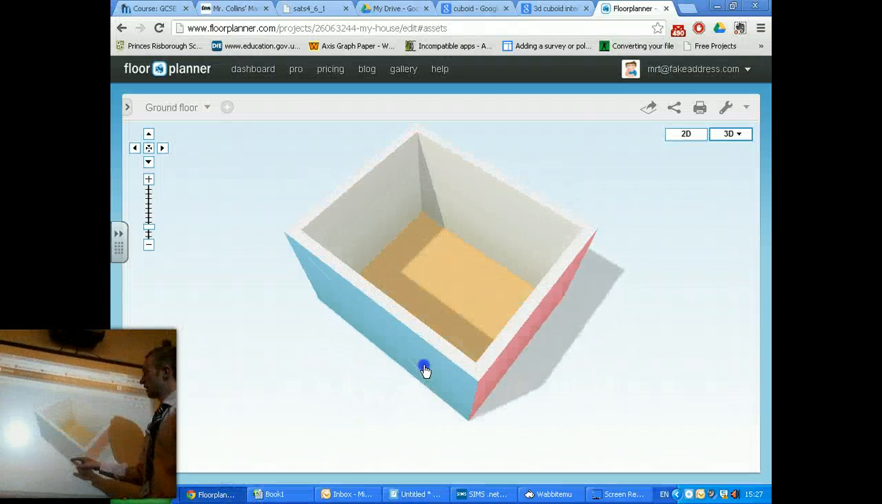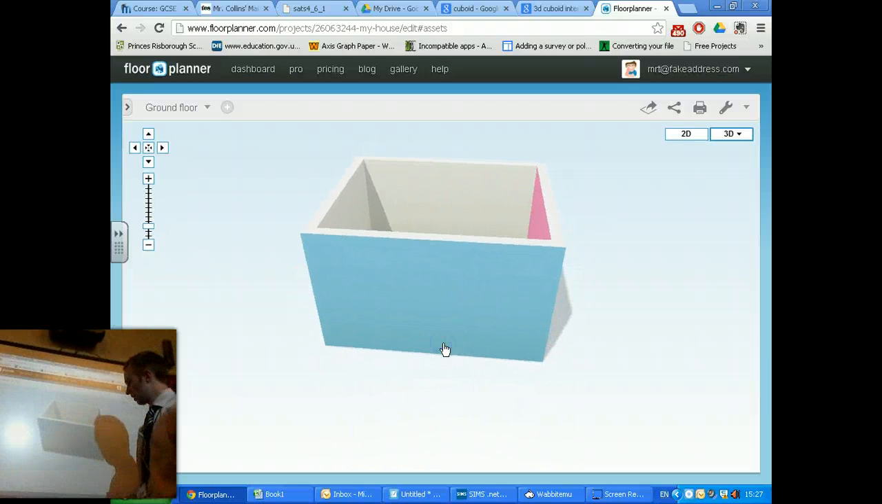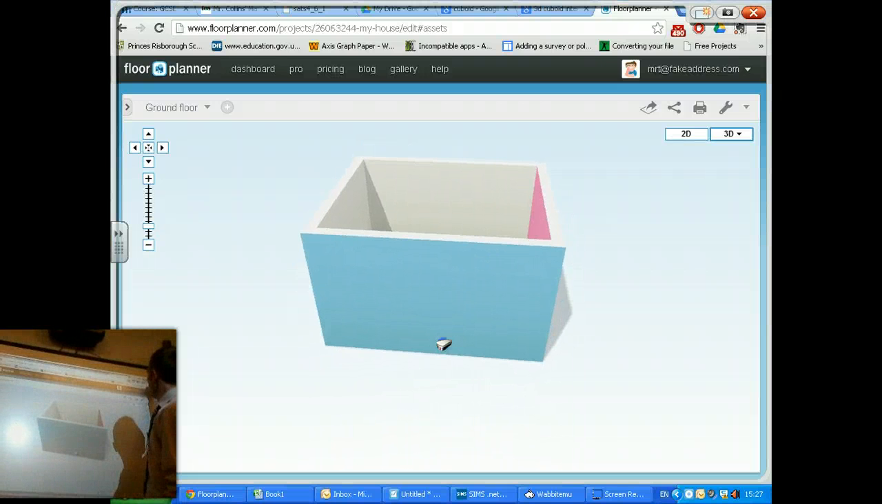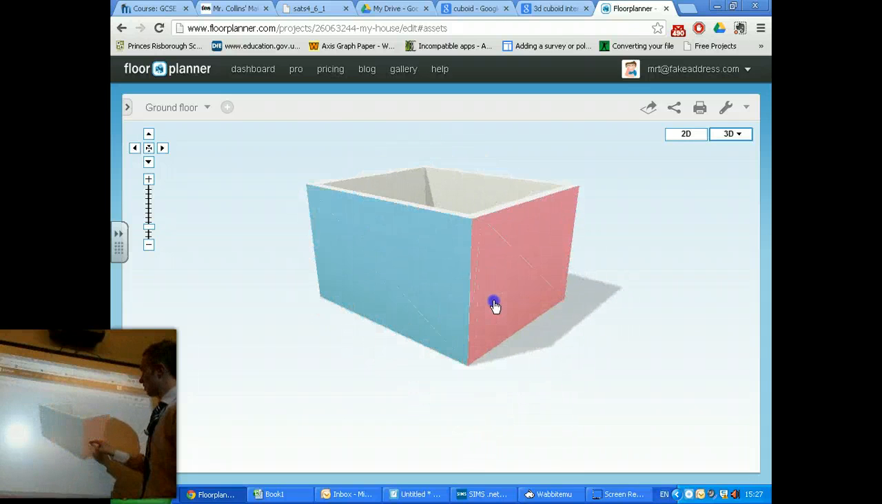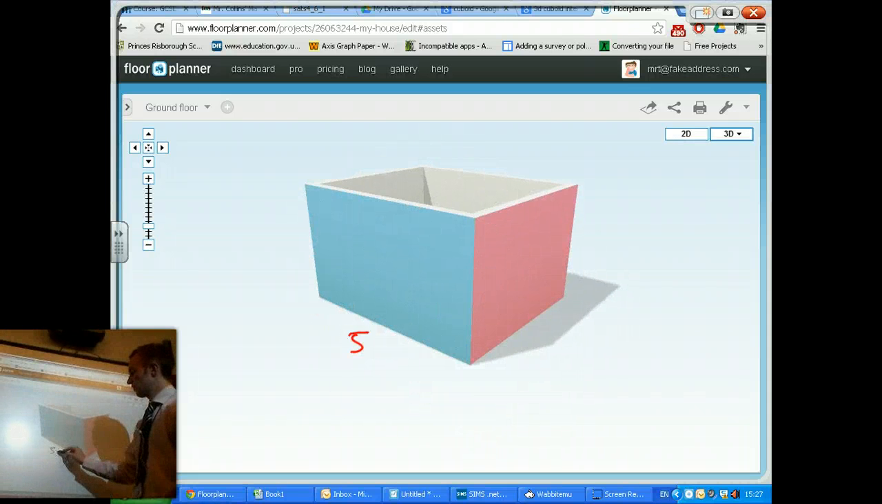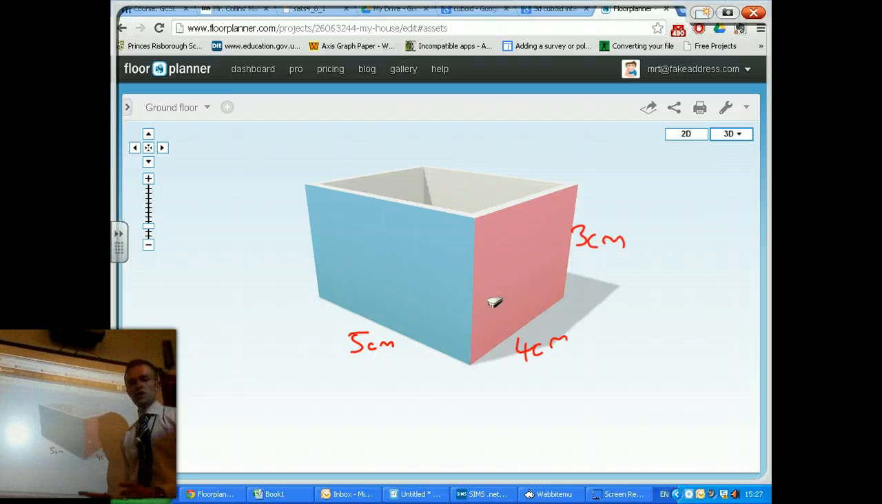So here I've got a room, like we did there. The length here is 5 centimeters, this one here is 4 centimeters, and this one here is 3 centimeters. Okay, so hopefully we've got that visualized. That's our problem I've just made into a 3D thing here.